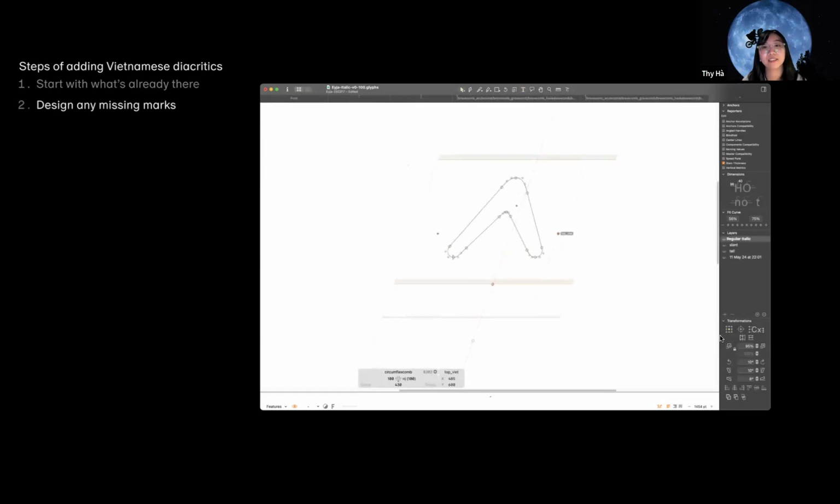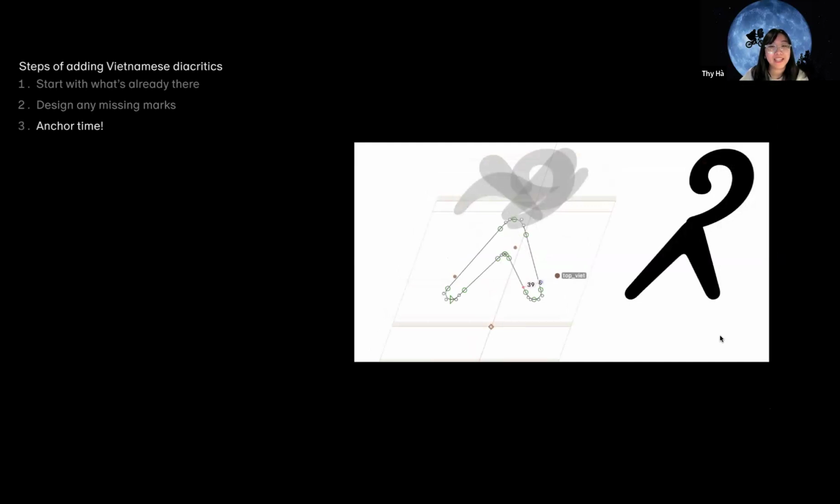The second step is to check if there are any missing ones. For example, circumflex may not be included in your original design, so you can add that in. And then the next step is adding anchors. Sometimes with Vietnamese letters, I add a different anchor instead of just the top. I call it something else, like top Viet or top right and left, depending on which positioning I want to use for the mark.